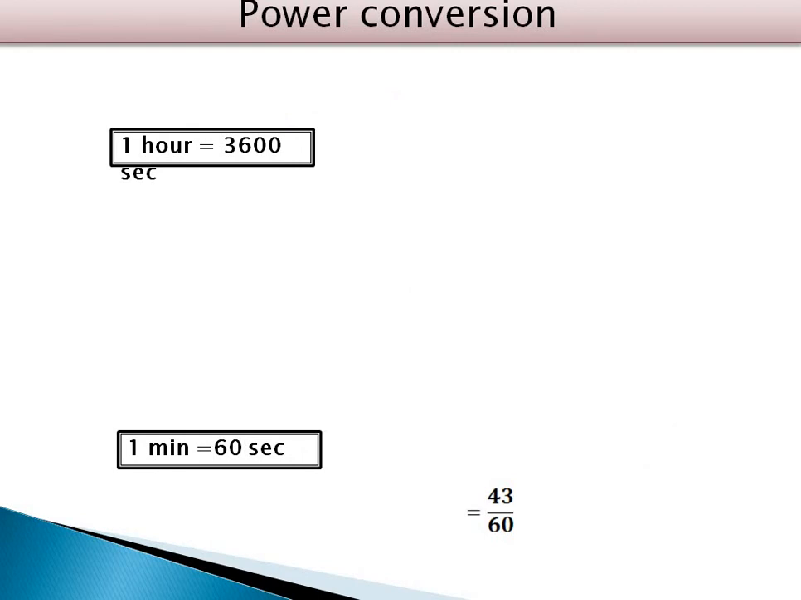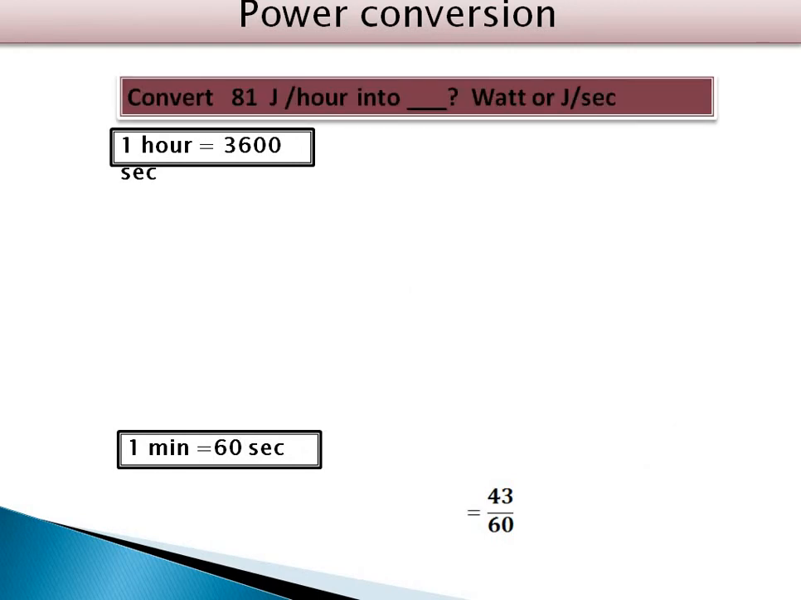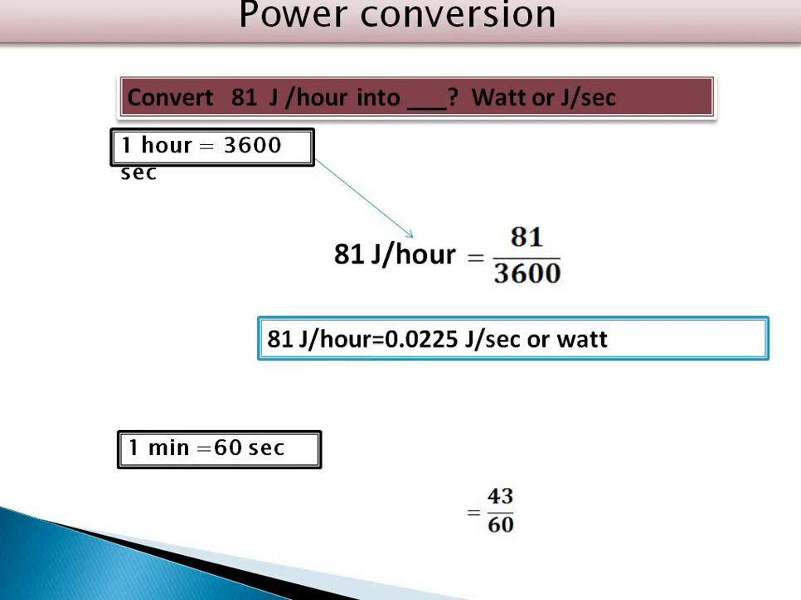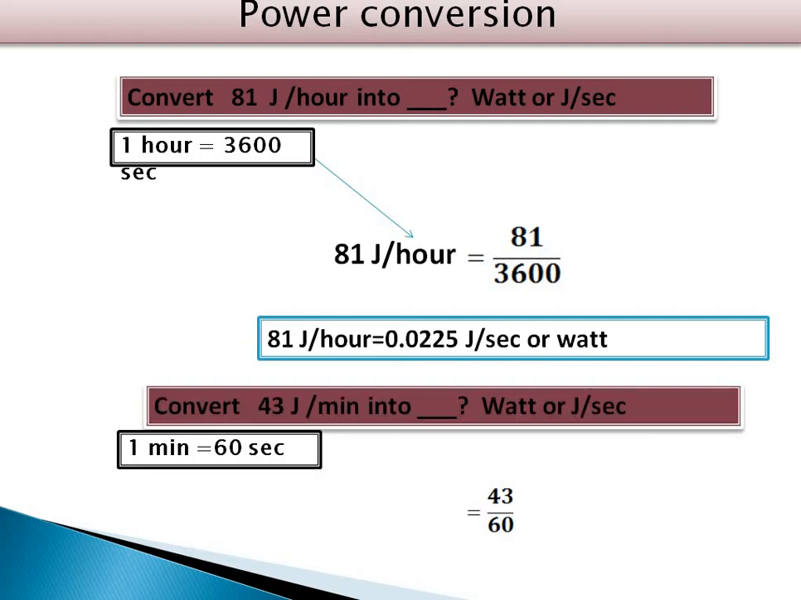Now 1 hour is equals to 3600 seconds. We wanted to convert 81 joule per hour into watt or joule per second. So with 81 joule per hour, it can be equals to 81 divided by 3600. So it is equals to 0.0225 joule per second or watt.